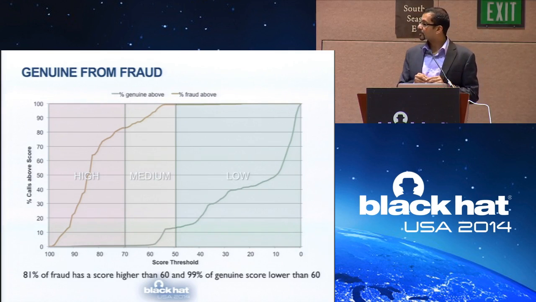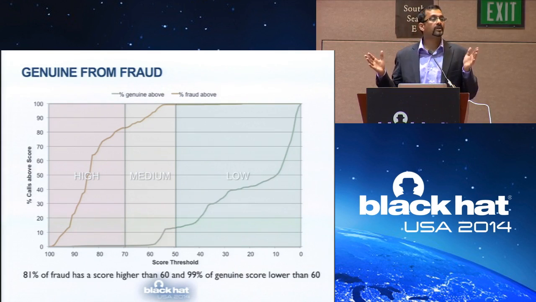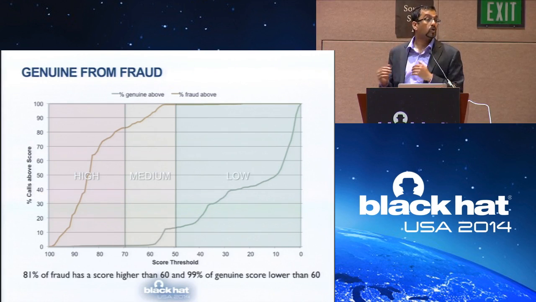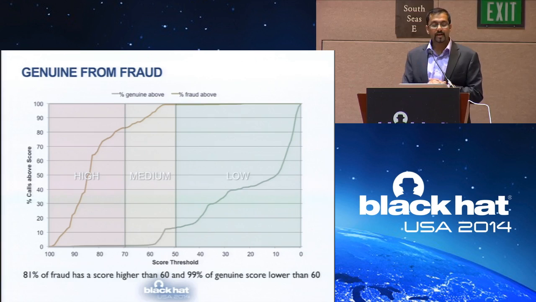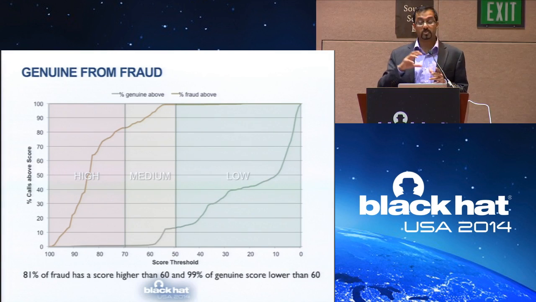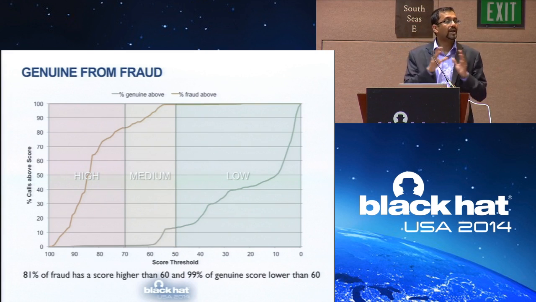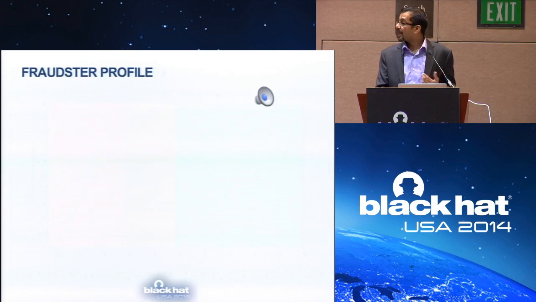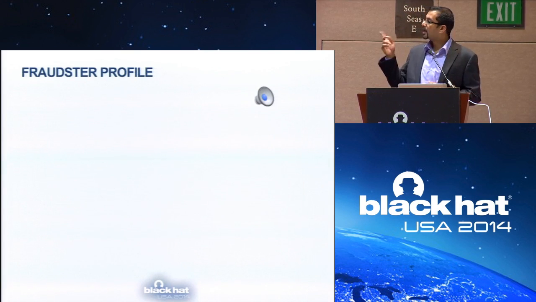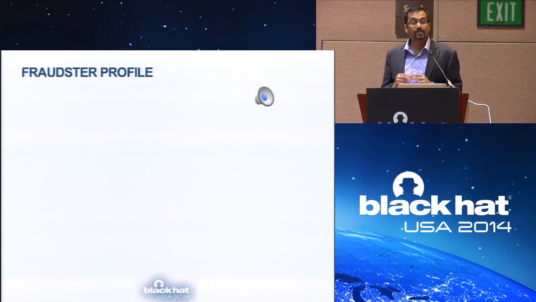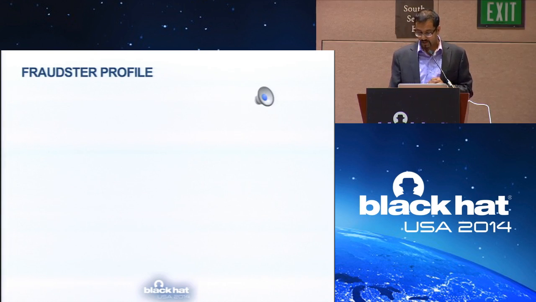In fact, if you place a score of 60, you can split it such that you can identify 80% of the fraudsters, who have scores higher than 60, and 99% of the legitimate people, who have scores below 60. So you can create systems like this based on these acoustical characteristics. What's more interesting is that you can start creating fraudster profiles. In this particular case, this is a fraudster, and he's trying to access a male's account. So let me play that.